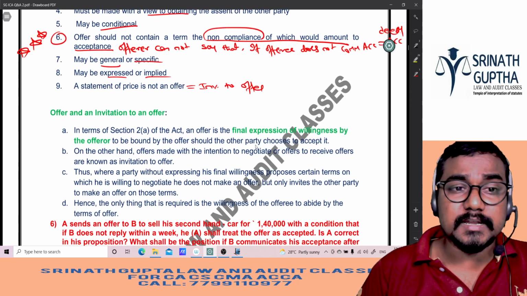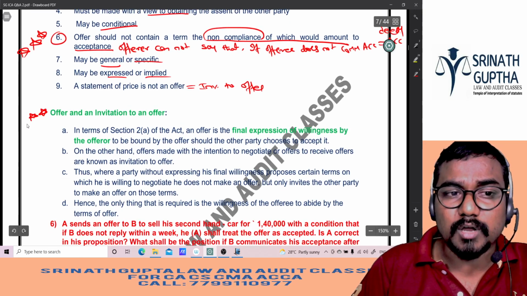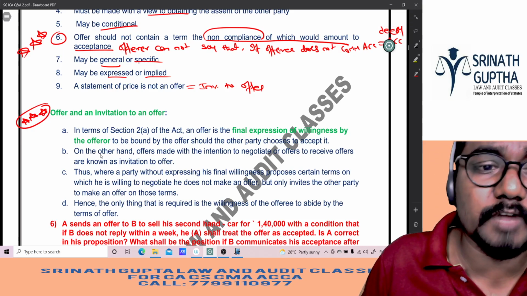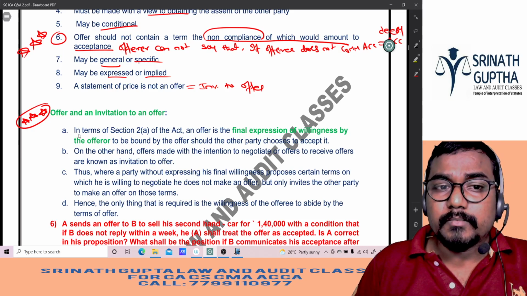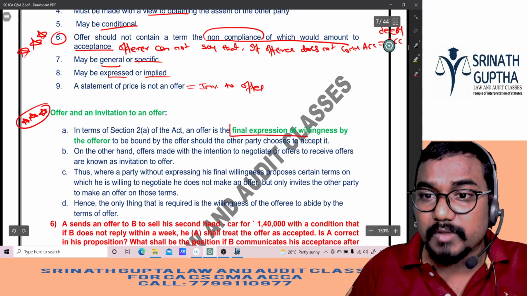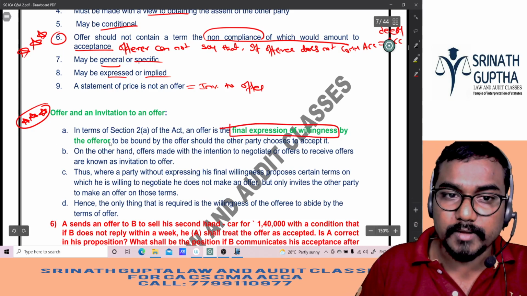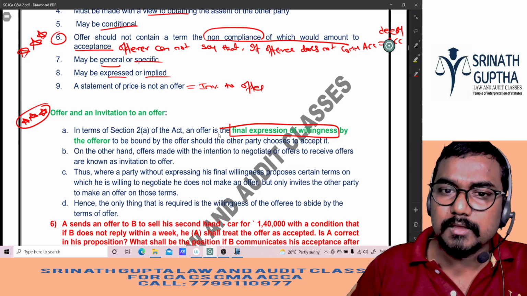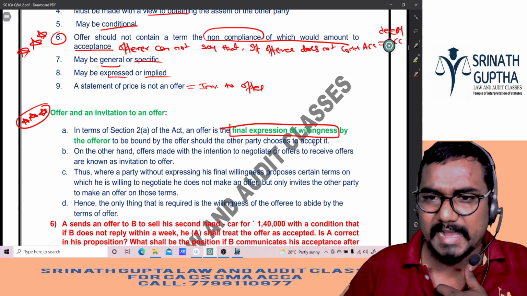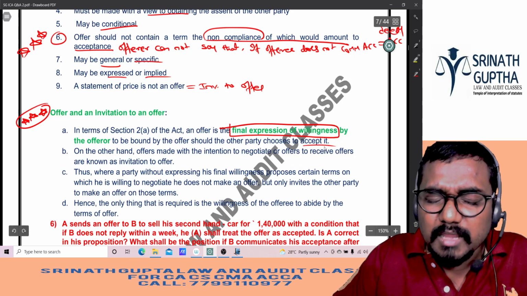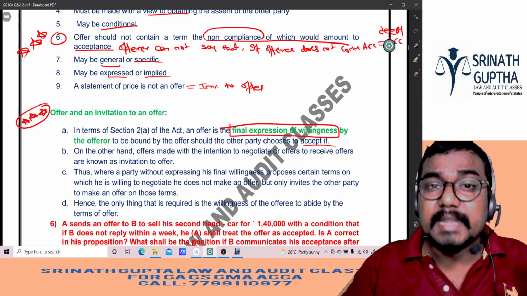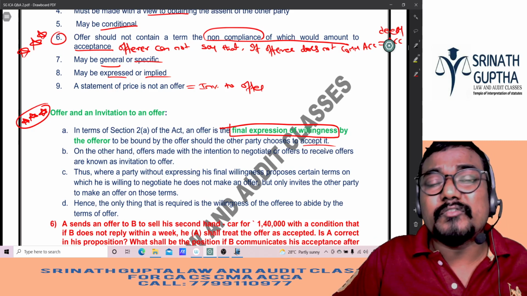Next, difference. Offer from invitation to offer. Important from the exam point of view. This question we are seeing for the second time. Difference between the offer and invitation to offer. In terms of section 2A of the contract act, offer is the final expression of willingness by the offerer to be bound by the offer should the other party choose to accept. It's a final expression. But invitation to offer, it is not a final expression. It is, I'm willing to negotiate on the terms. It is not a final offer. It is inviting the offer from you.